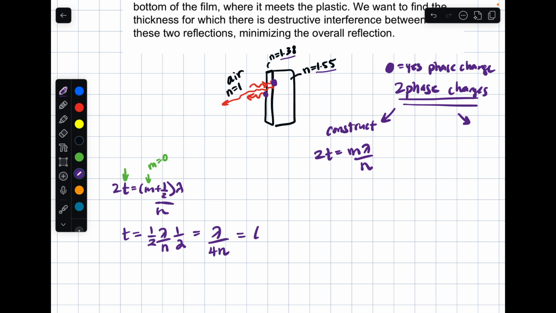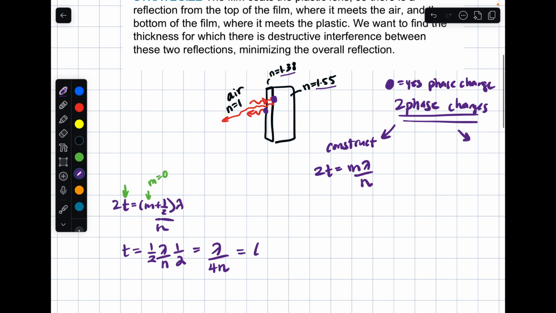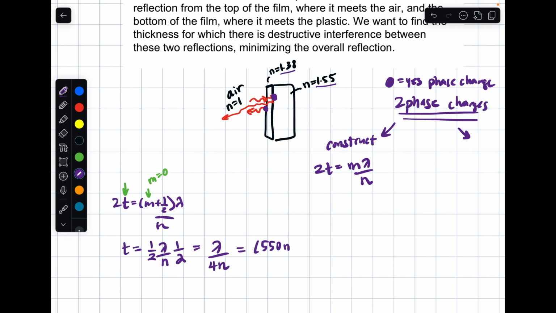Lambda was 550 nanometers. And then the index of refraction of the actual film is 1.38. And so the thickness of the film, which is related to the wavelength in the film, which is why we divide by 1.38, is 99.6 nanometers.